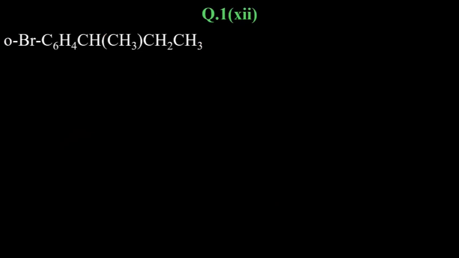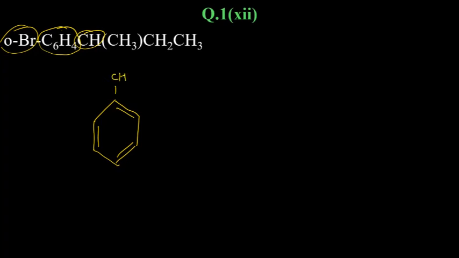Next, at ortho position, you have bromine. So this is the benzene ring. At ortho position, you have bromine. But first, you need to draw what is at the main position. At the main position, you have CH, and then you have CH3 attached here, and CH2, CH3 attached here. At ortho position, you have bromine here. So again it will be benzene because benzene has branches. Which one will be first? Bromine, bromo comes first, B.